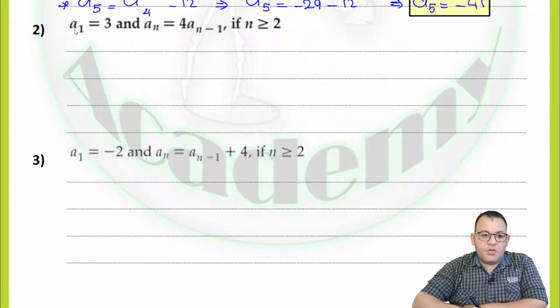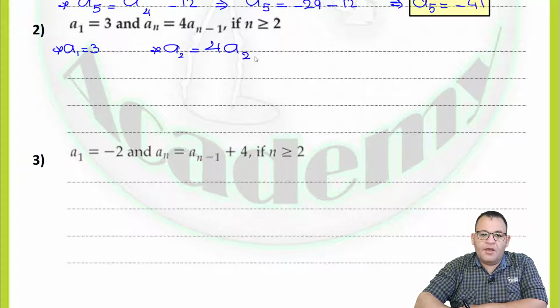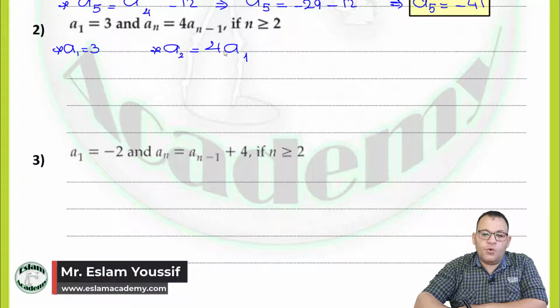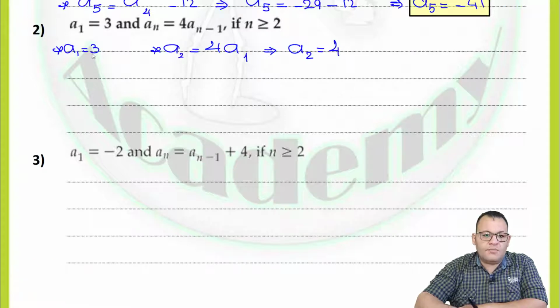Find the first 5 terms of the sequence a1 equals 3 and an is equal to 4an minus 1, where n is greater than or equal to 2. As we know, a1 is equal to 3. That's the first term. Now we need to find the second term, a2. Then a2 is equal to 4a2 minus 1. With this formula, we can find the second term. 2 minus 1 equals 1, so it will be 4 times a1. By substitution, the second term is equal to 4 times a1, which is 3. Then we can say that a2 is equal to 12.